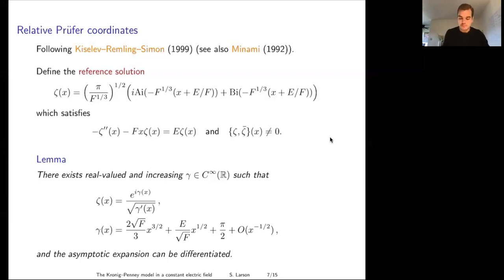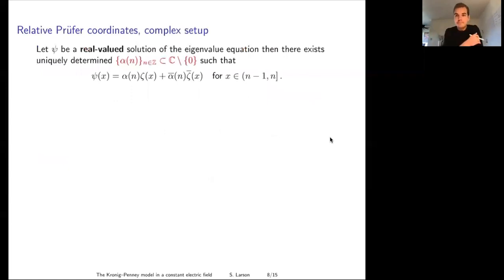Okay, so how does this help us with our ODE? Well, since theta and theta bar span the solution space, we can, in between any two lattice points, write a solution of our eigenvalue equation as a linear combination of theta and theta bar. If we assume that we work with just real valued solutions of the eigenvalue equation, we moreover know that the coefficients in this linear combination have to be complex conjugates of each other. So we can write it as alpha times theta plus alpha bar times theta bar. So we get this sequence of complex numbers, one for each interval, and we can study our solutions in terms of these coefficients.